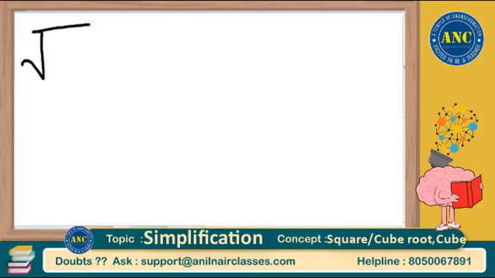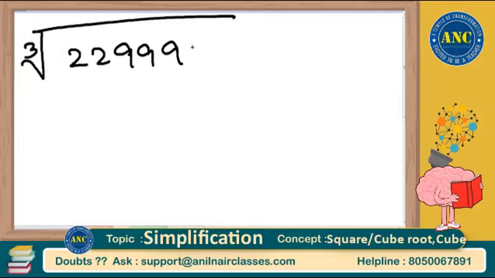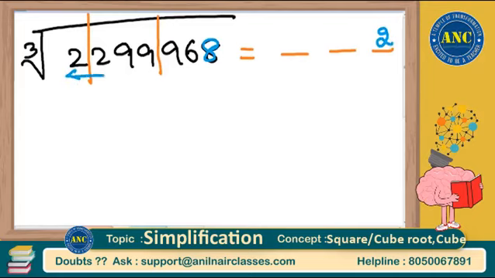Suppose, for example, cube root of 2299968. Now Ravi Kumar, make a group of 3. Totally 3 partitions are there. Answer will have 3 digits. Step number 1, I think it is clear. This number is ending with 8, so the answer should be the tens complement of 8. It is 2. Now the remaining digits are 2299.